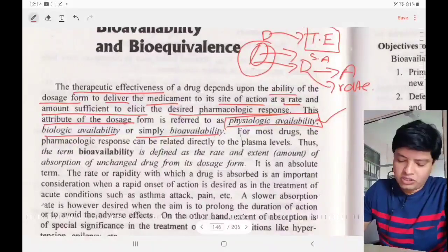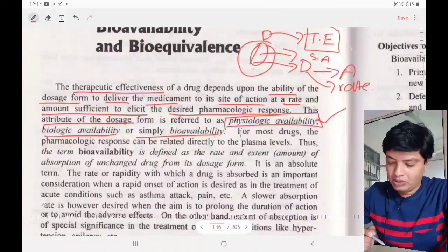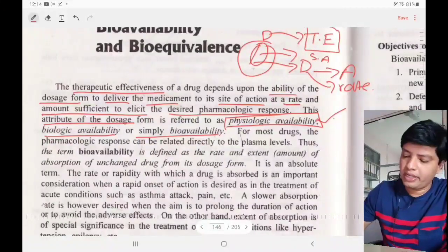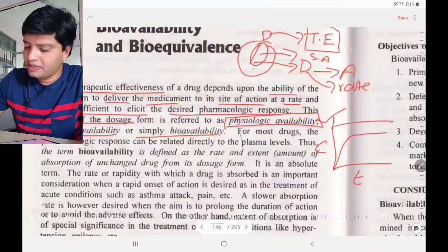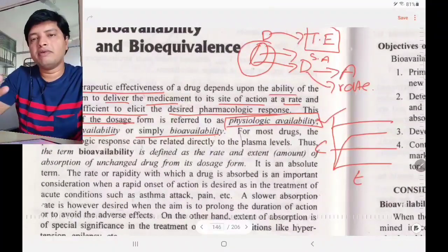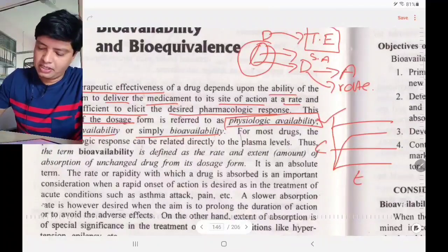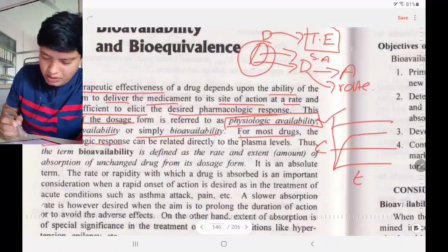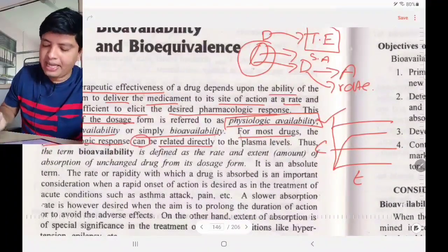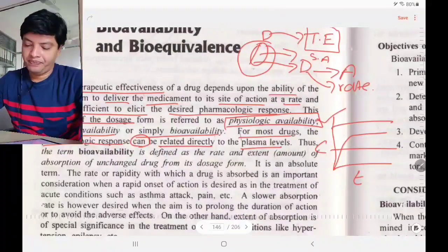Okay, so for most of the drugs, pharmacological response can be directly related to the plasma levels. So we know that we have drug plasma levels like this, and if the plasma level is within the therapeutic window, then only we will get the pharmacological response. That's what this point is saying. So for most of the drugs, your pharmacological response can be directly related to plasma levels.